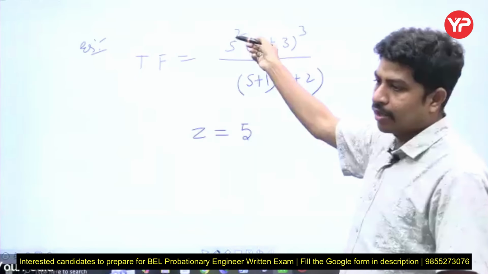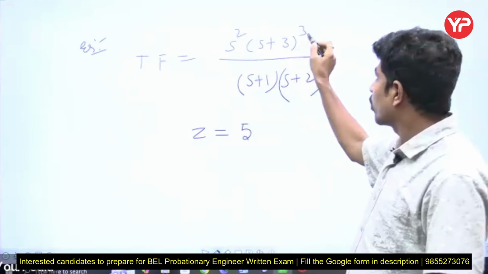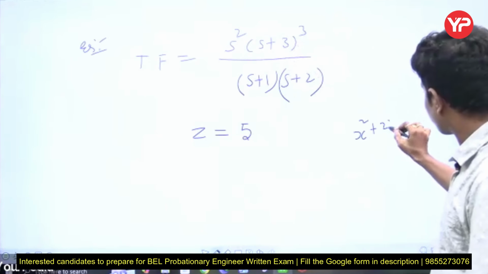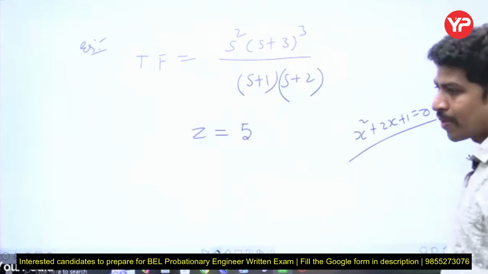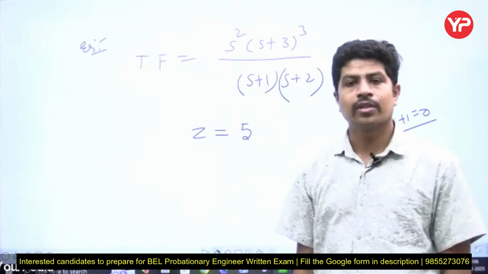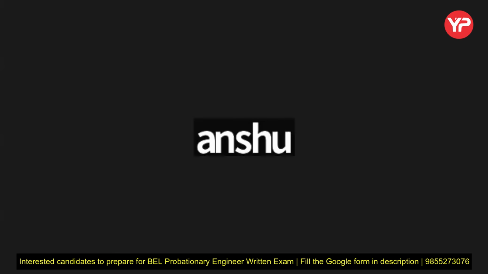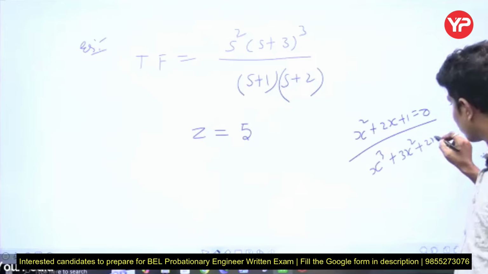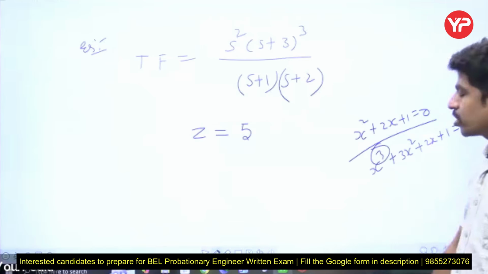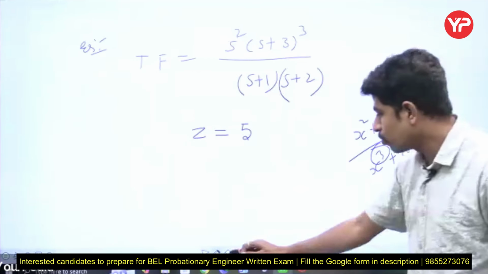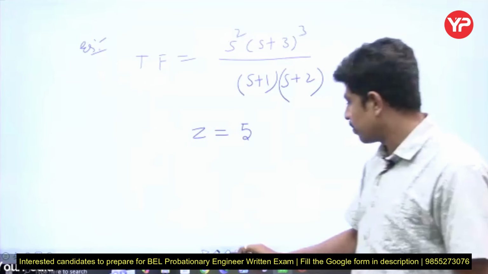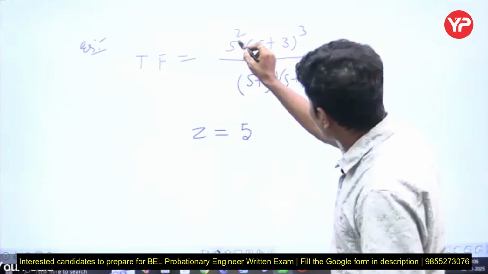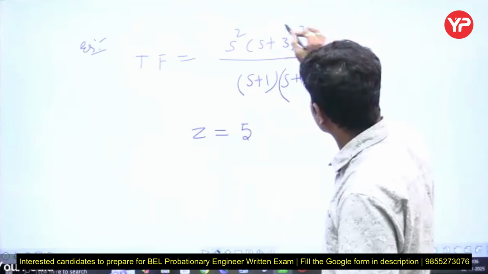Come on, s square gives 2, s plus 3 whole cube gives 3. Third order, right? Tell me, x square plus 2x plus 1 equal to 0 is going to have how many roots? 2 roots. Second order. Suppose I take x cube plus 3x square plus 2x plus 1 equal to 0, how many roots? 3 roots. The highest order is the number of roots. Basic mathematical fundamental from 10 plus 2. Now, s square gives 2, s plus 3 whole cube gives 3, 3 plus 2 is 5.